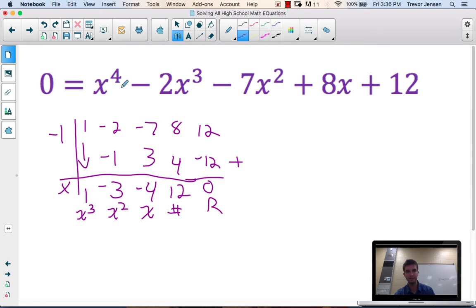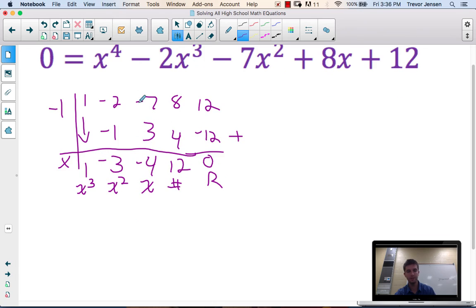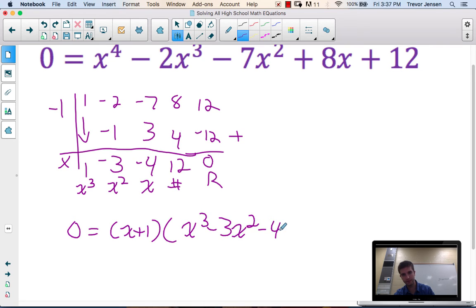So I can rewrite this polynomial in a factored form. So I divided it by x plus 1 by using the 0 of negative 1. So 0 equals x plus 1. That's what I divided by. And here's my quotient. x cubed minus 3x squared minus 4x plus 12. And then I can factor the cubic now even further.